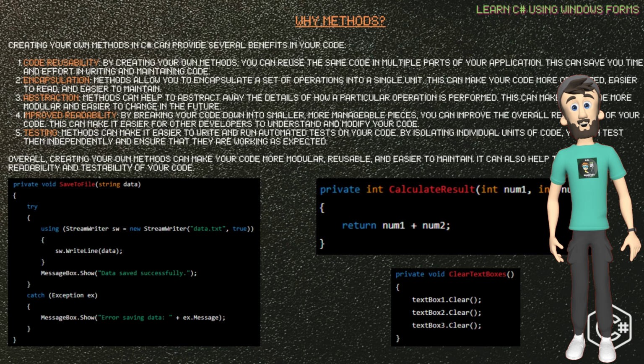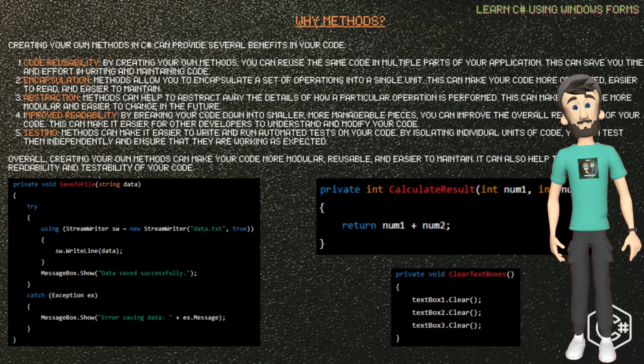Encapsulation. Methods allow you to encapsulate a set of operations into a single unit. This can make your code more organized, easier to read, and easier to maintain. Abstraction. Methods can help to abstract away the details of how a particular operation is performed. This can make your code more modular and easier to change in the future.